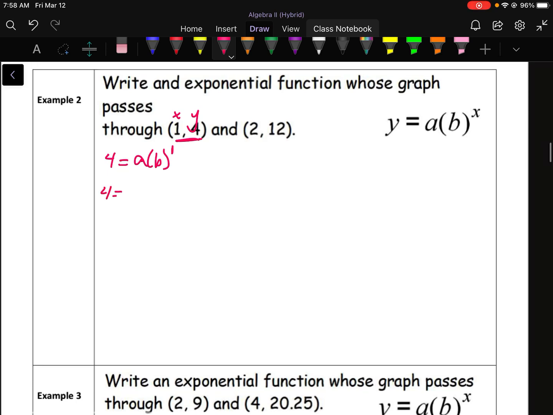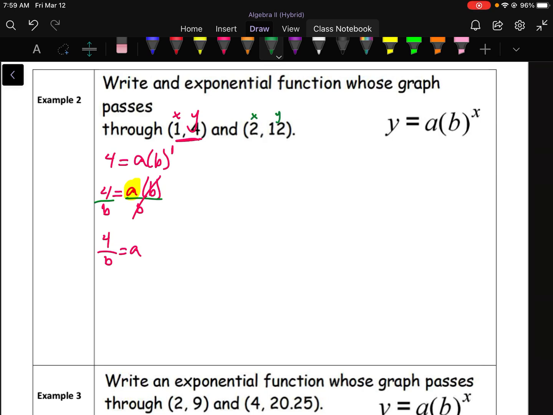So we have 4 equals a times b to the first. Well, b to the first is just b. To solve for a, we're isolating a. I'm going to divide both sides by b, so those b's cancel. So then I have 4 over b equals a. Then I'm going to take the other point. That's the key, you've got to take the other point.